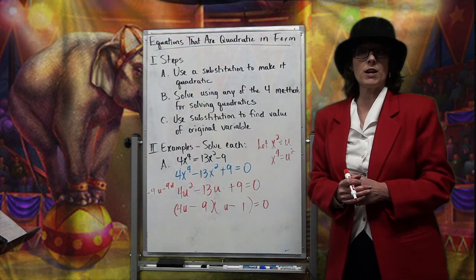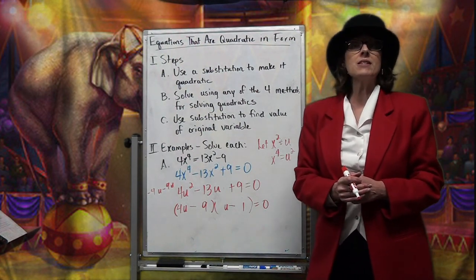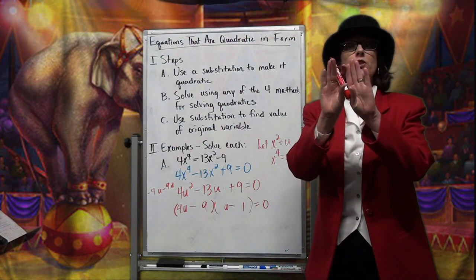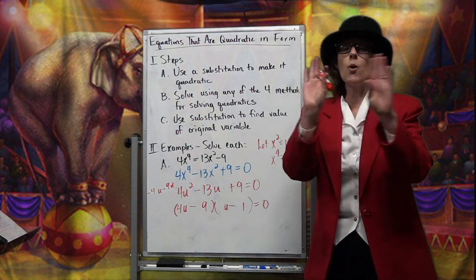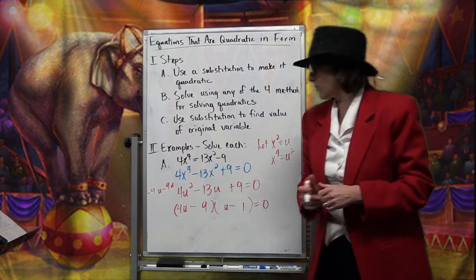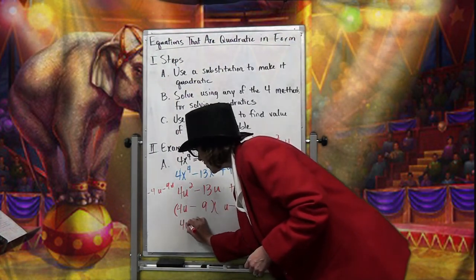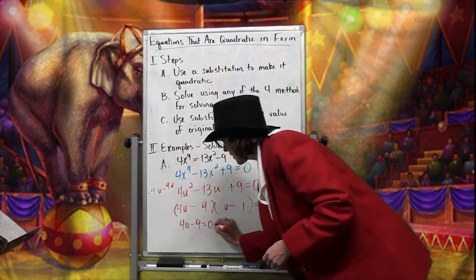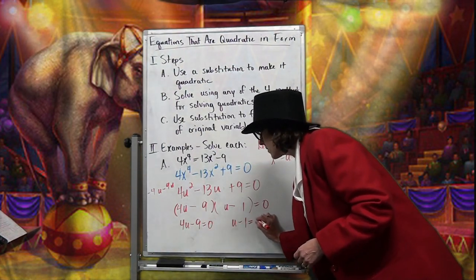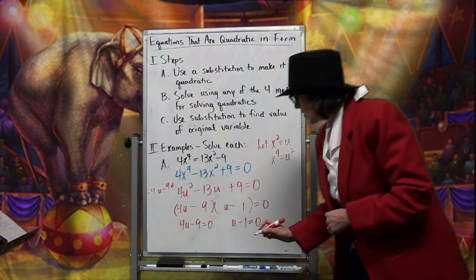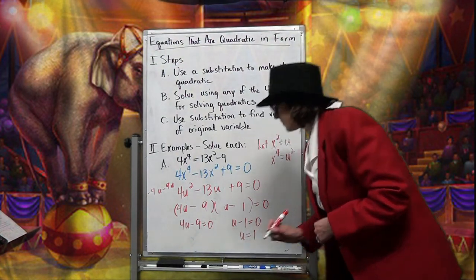So this is the correct way to factor it. And remember, that zero product principle says if I've got 2 things that are multiplied to get a 0, one of the 2 has got to be the 0. So either the 4u minus 9 is the 0, or the u minus 1 is the 0. Now this one's the easy one. If u minus 1 is 0, then the u is a 1.